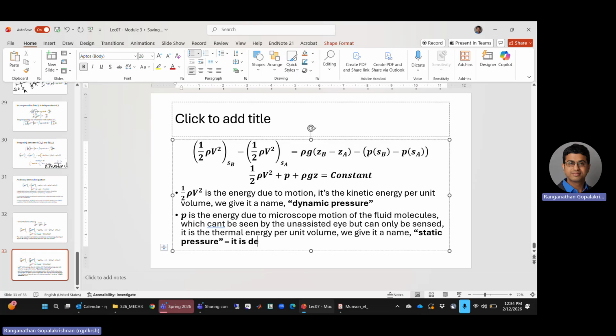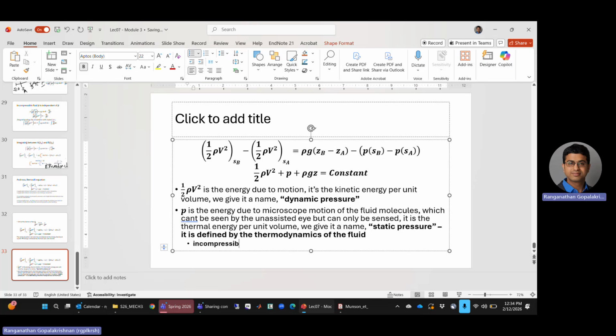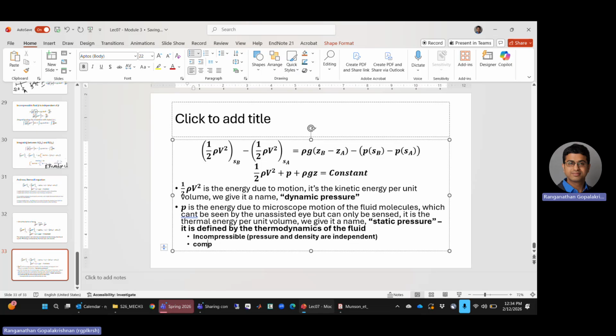It is defined by the thermodynamics of the fluid. It could be incompressible, meaning pressure and density are independent. I mean, you know this, but I like to say it. It could be compressible, where pressure and density are related through the equation of state.